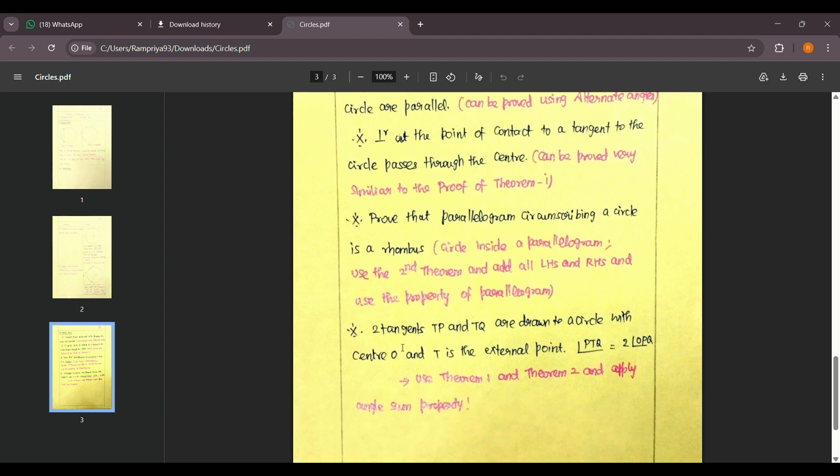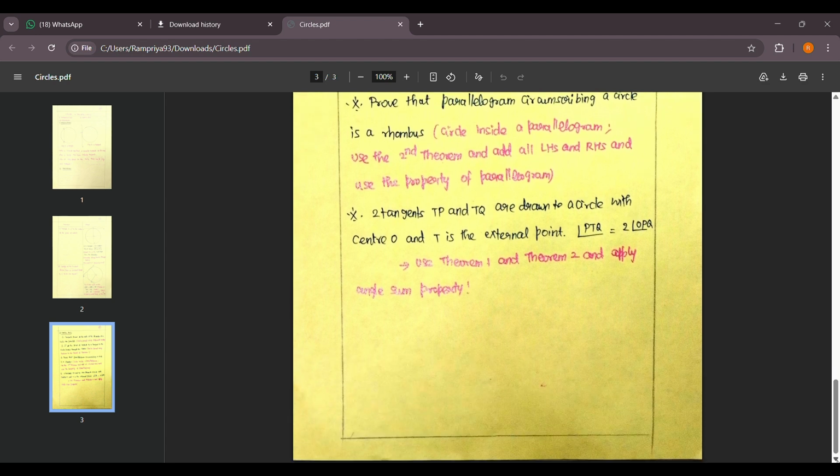Last part, two tangents. This is also an NCERT question. Two tangents TP and TQ are drawn to a circle and T is the external point. You are asked to prove this. For proving this, you need to apply the first theorem and the second theorem, and then apply the angle sum property in a triangle. By application of these two theorems, you will get this answer. So with this, the circles chapter is over.